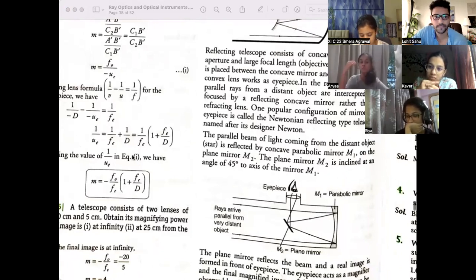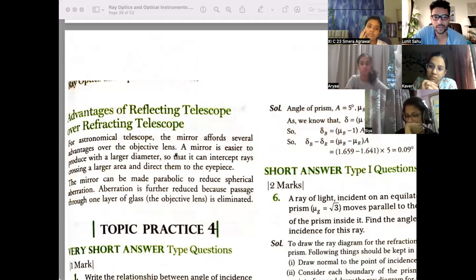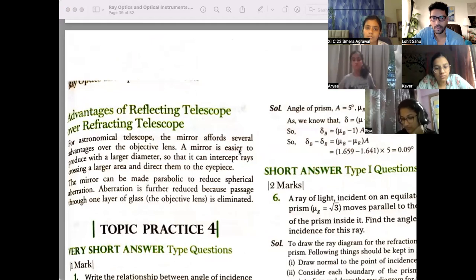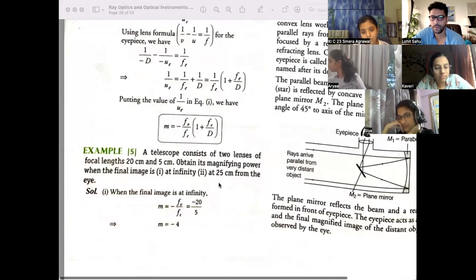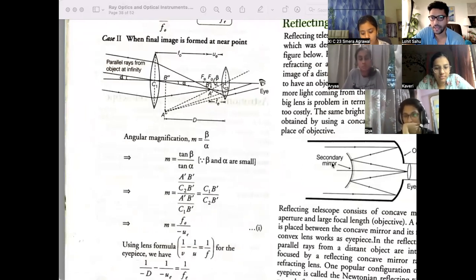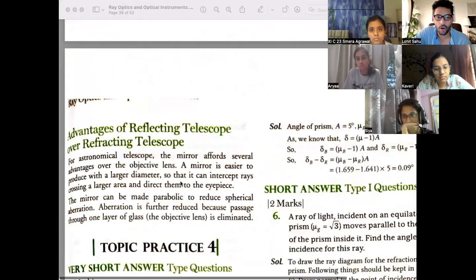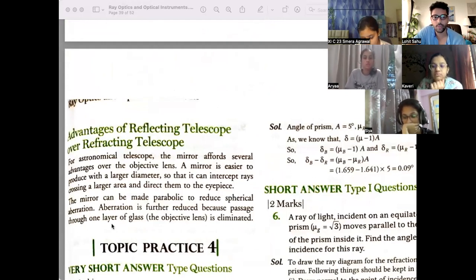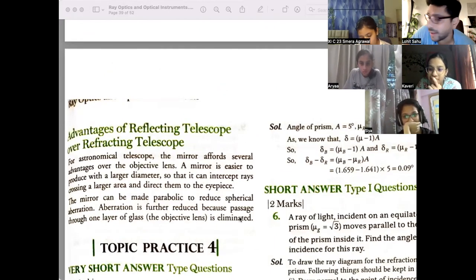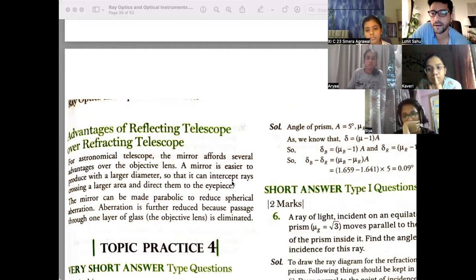Iske advantages padh lena. For an astronomical telescope, the mirror affords several advantages over the objective lens. So, ye ho gaya refracting telescope, right? Kyunki yahan pe refraction ho raha hai. Ye ho gaya reflecting telescope. So, what are the advantages of reflecting over refracting? A mirror is easier to produce with a larger diameter so that it can intercept rays crossing a larger area and direct them to the eyepiece. The mirror can be made parabolic to reduce spherical aberration. Aberration is further reduced because passage through one layer of glass is eliminated. So refraction mein passage hota hai, aberration zyada hota hai. Usko itna bada banane mein zyada effort lagta hai. Mirror mein kam lagta hai.